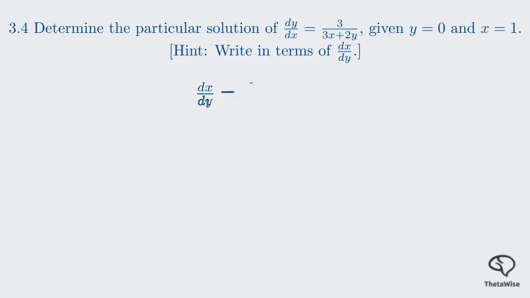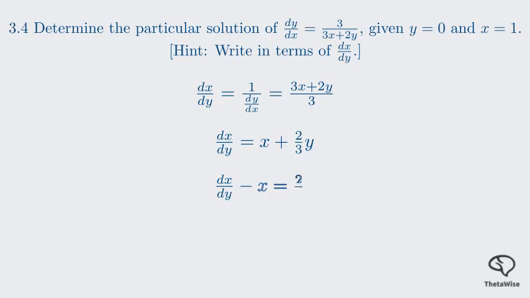The derivative dx/dy is the reciprocal of dy/dx, so dx/dy equals (3x plus 2y) over 3, which can be written as x plus (2/3)y. Rearranging this, we get dx/dy minus x equals (2/3)y.